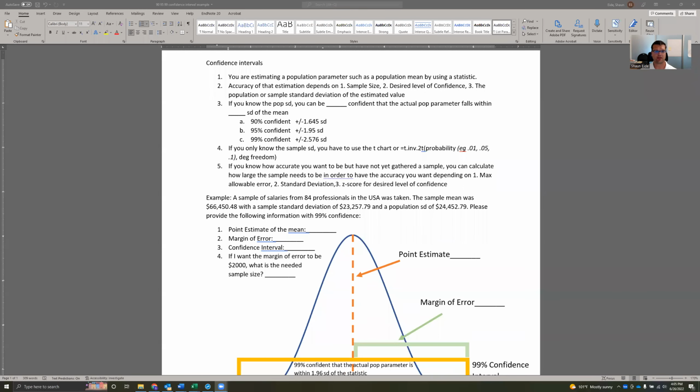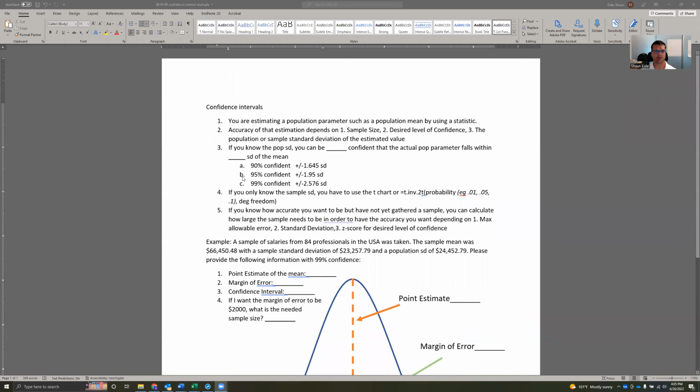In this video, we're going to go over confidence intervals and just give a little bit more of a visual on the process of estimating a confidence interval. So I'm going to go ahead and share my screen with you. On this screen, we've got this worksheet that we're going to go through really quick. First of all, confidence intervals.